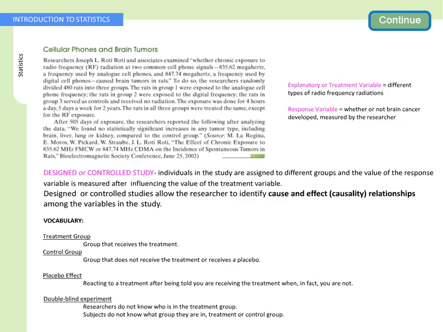Let's review some vocabulary. Treatment group is the group that receives the treatment. Control group is the group that does not receive the treatment or receives a placebo. Placebo effect is reacting to a treatment after being told you are receiving the treatment when, in fact, you are not. Double-blind experiment means that researchers do not know who is in the treatment group and subjects do not know what group they are in, treatment or control group.